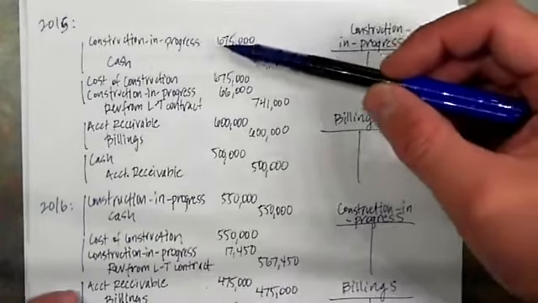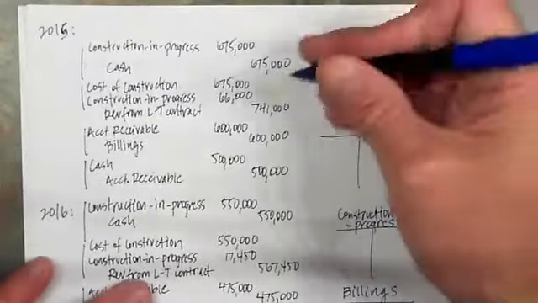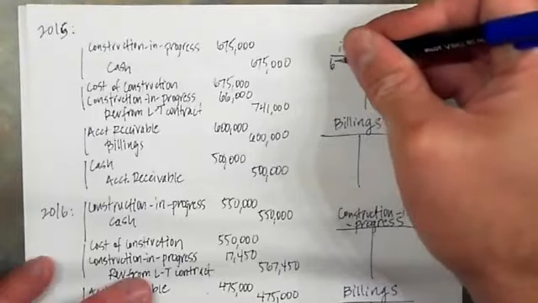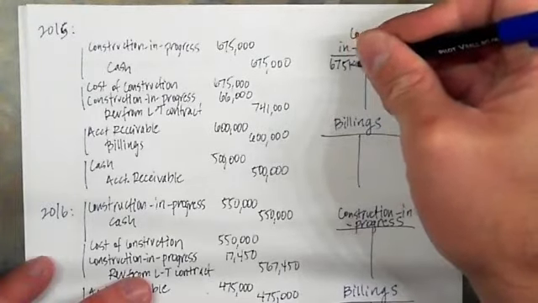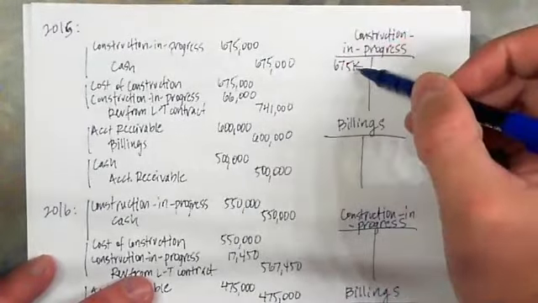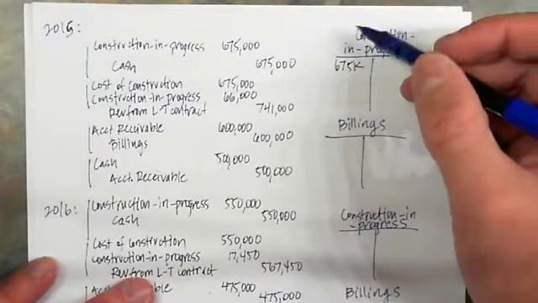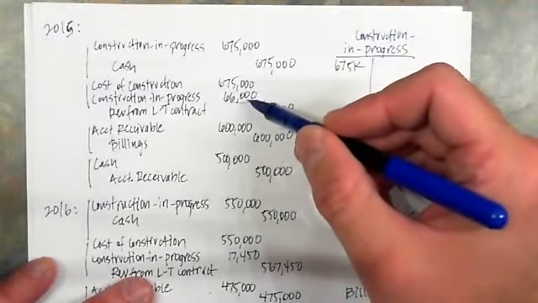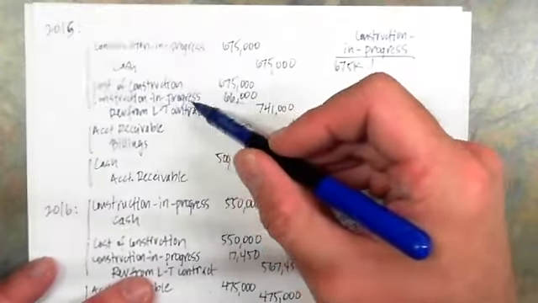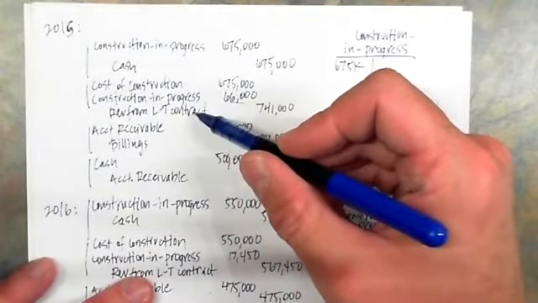So, just moving the journal entries over into the T accounts, this is again where T accounts will come very much in handy. 675 debit to construction in progress, a 66,000 debit. Remember, this is my gross profit here because this is expenses, this is revenue.